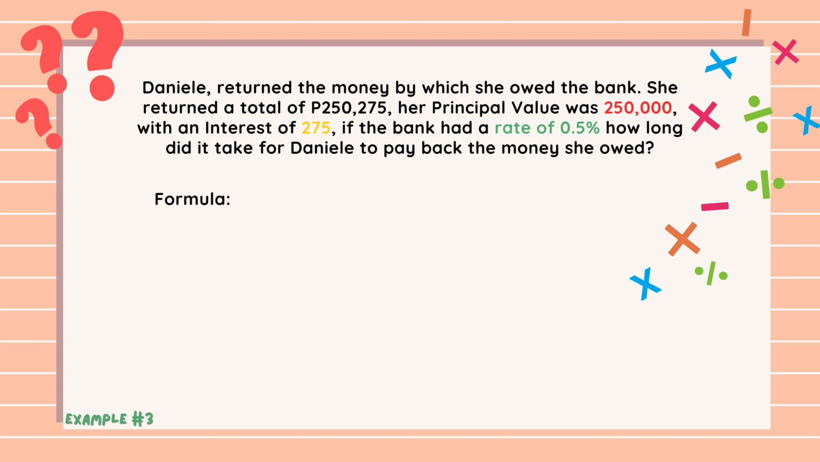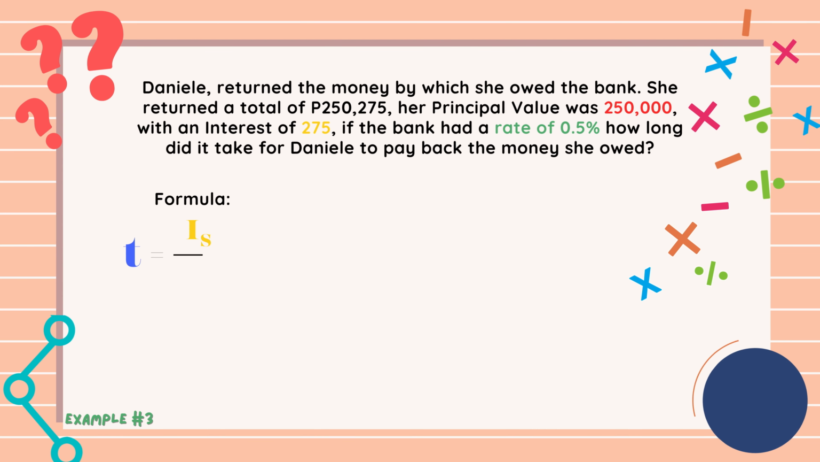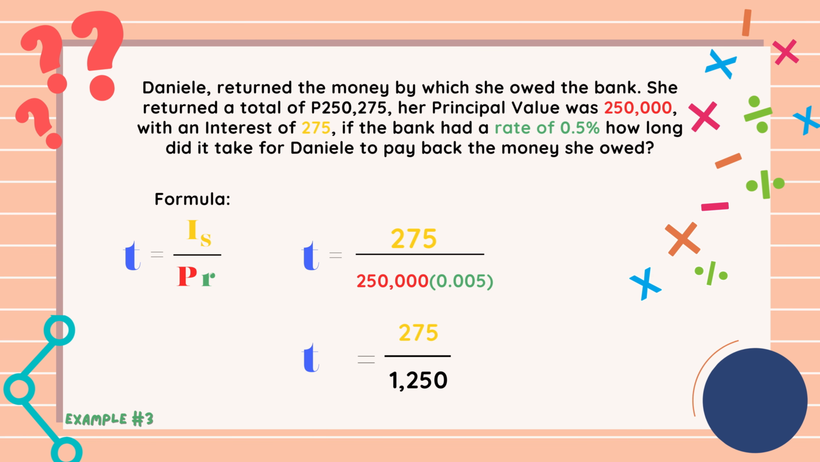In order to solve for this, she must use the formula T equals simple interest divided by principal value times rate. In putting the values from our given, we have 275 divided by 250,000 times 0.005. Simplifying the denominator gives us 1,250, and dividing 275 by it gives us 0.22 years, or approximately 2.5 months.